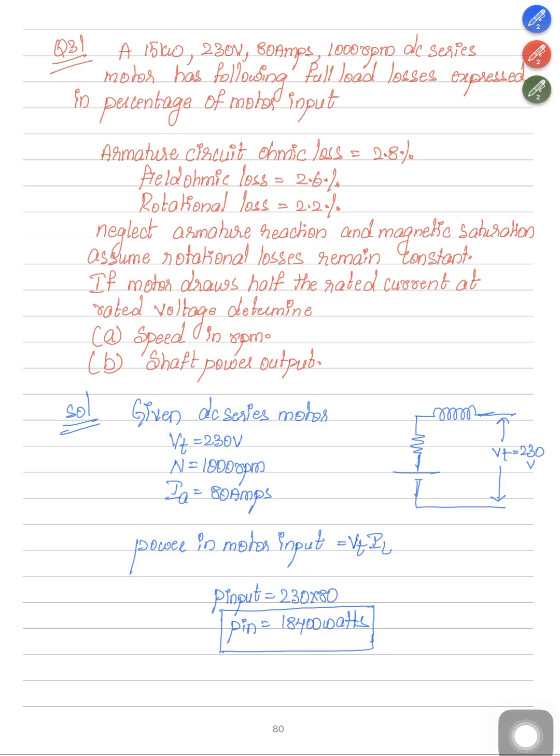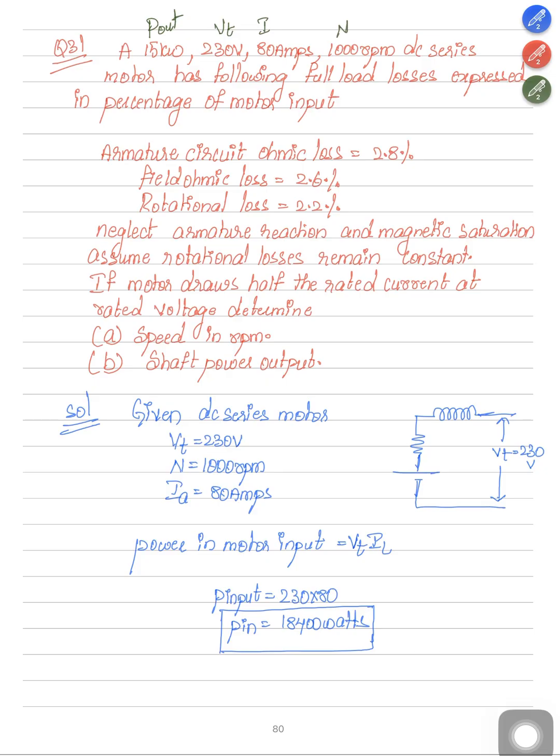This is one of the DC series motor questions. Let's solve this question. Here it is given it is a 15 kilowatt DC series motor, meaning the output power is 15 kilowatt and the terminal voltage is 230 volts. It is drawing a current of 80 amps and running at a speed of 1000 rpm.